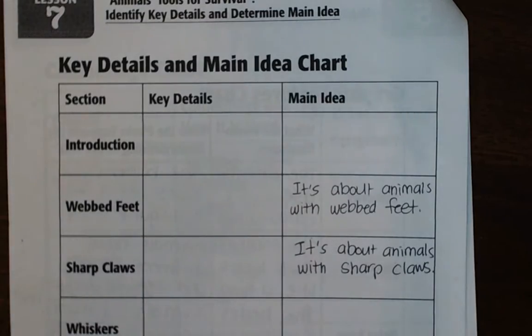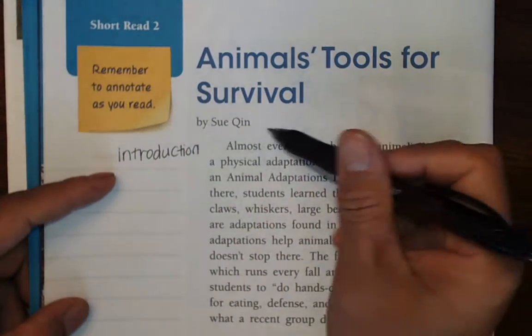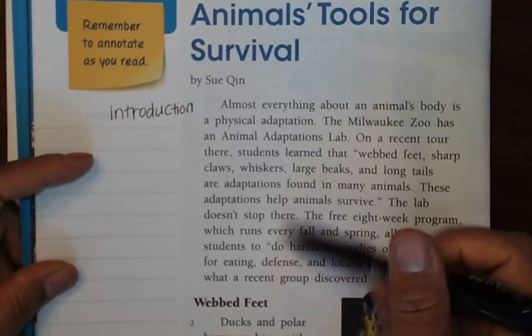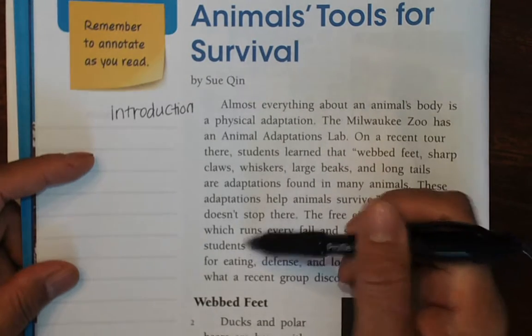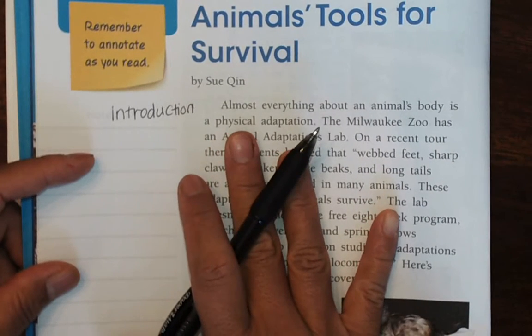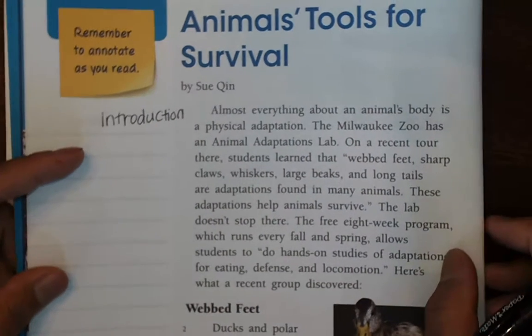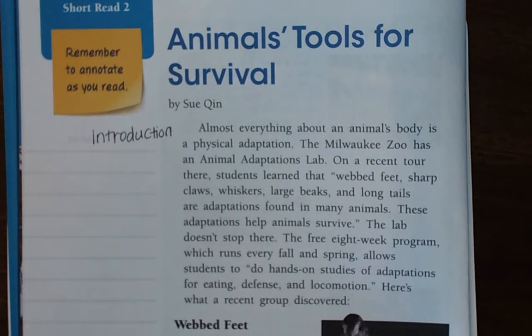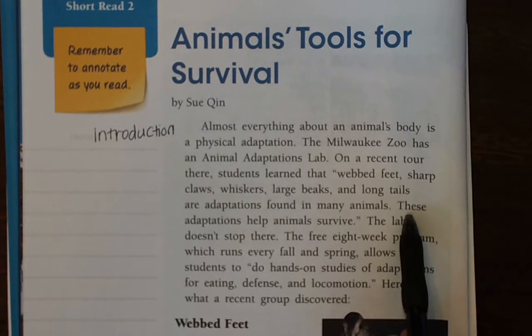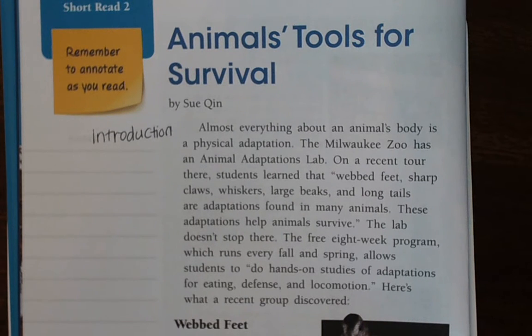Now my introduction does not have that bold heading, so we'll have to read to figure out what the main idea is, and we'll start right here. Almost everything about an animal's body is a physical adaptation. The Milwaukee Zoo has an animal adaptations lab. On a recent tour there, students learned that webbed feet, sharp claws, whiskers, large beaks, and long tails are adaptations found in many animals. These adaptations help animals survive.